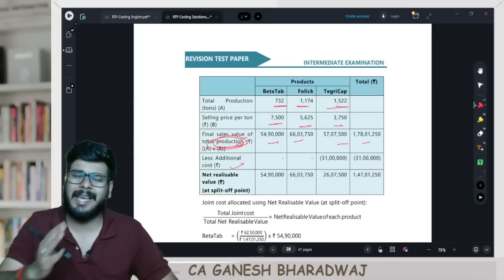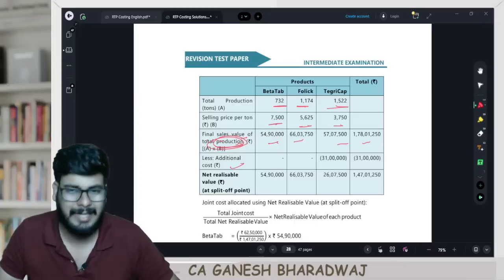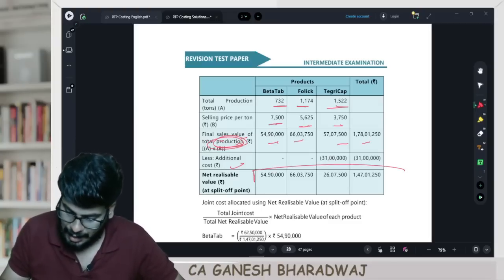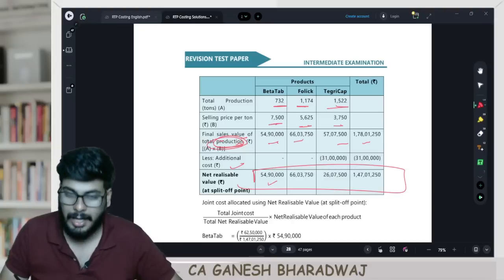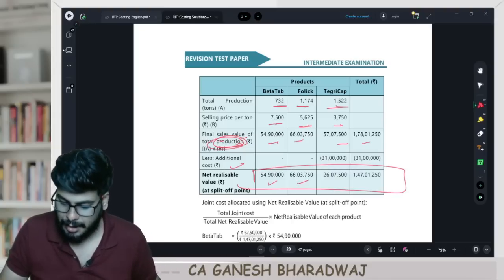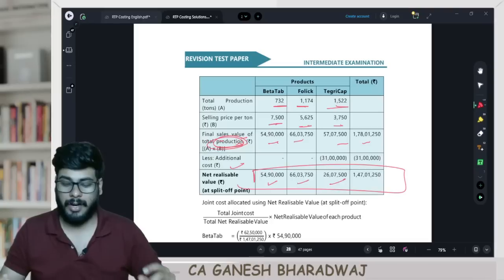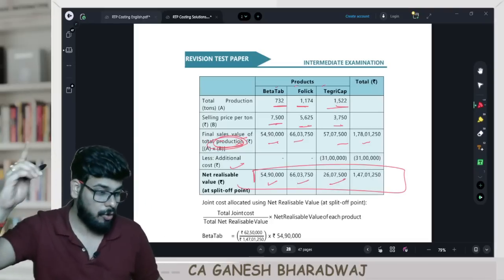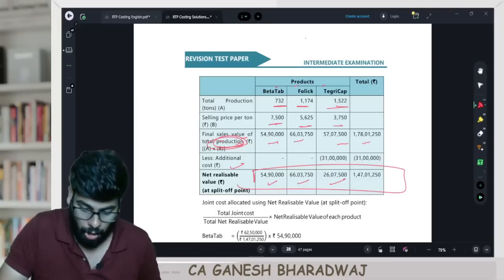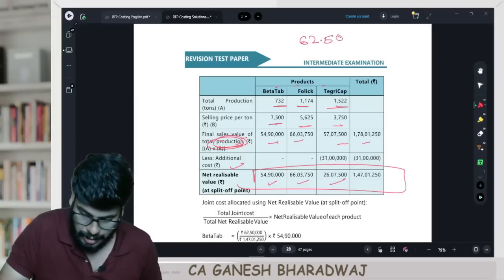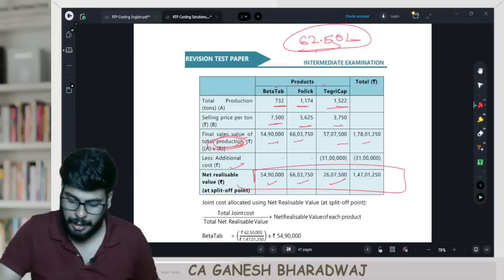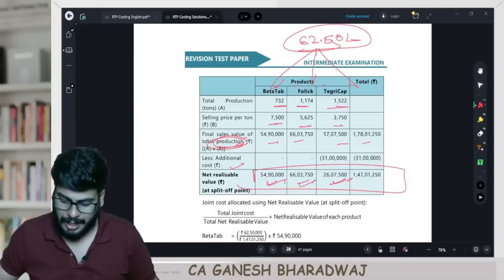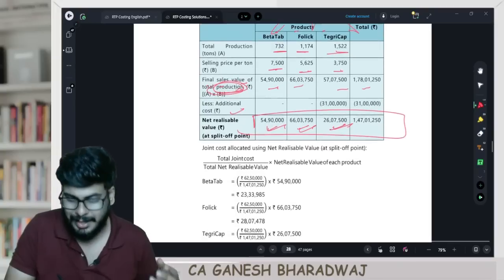From that, less any cost incurred post the split off point. That's actually applicable only for the third product, 31 lakhs, right? You will arrive at the NRV. So now 54.9 lakhs, then 66 lakh 3,750 and 26 lakh 7,500. These three are the NRVs for each of these three products, correct? So now your total joint cost of 62 lakh 50,000, so 62.5 lakhs should be apportioned between these three products in this particular proportion. Are you clear with this? Right? So now how do you do that? Very simple. This is a basic calculation.